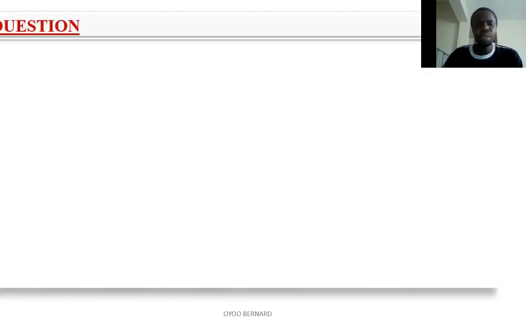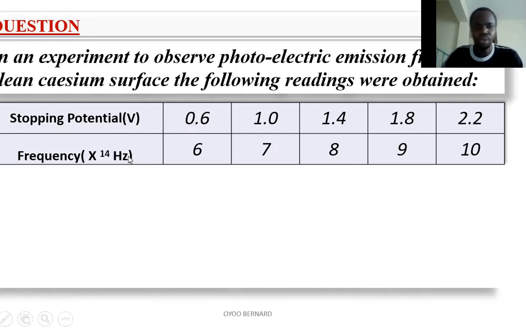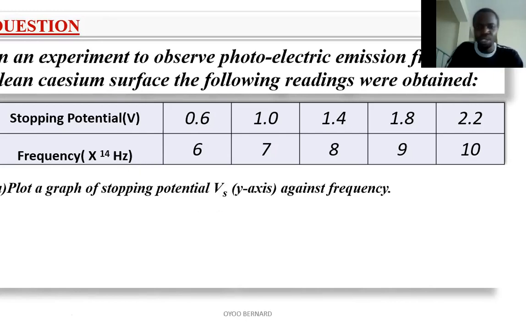Now, you can obtain various values, like in this question here. In an experiment to observe photoelectric emission from a clean cesium surface, the following readings were obtained. Let's have a look at the readings that were tabulated: stopping potential, and frequency times 10 raised to 14 hertz. Now, plot a graph of stopping potential Vs on the y-axis against the frequency on the other axis.